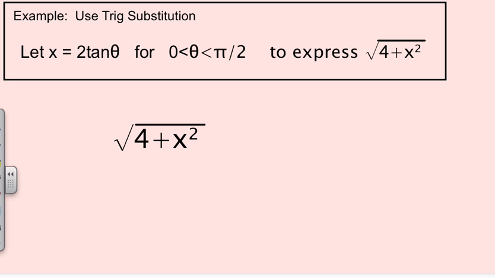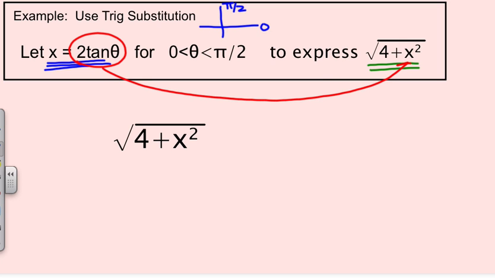We say let x equal 2 tangent of theta. And then it's going to be in that first quadrant here. So here's 0, here's pi over 2. And what we want to do, we want to express the square root of 4 plus x squared. So what we're doing is we're substituting x, which is 2 tangent of theta, in for x.